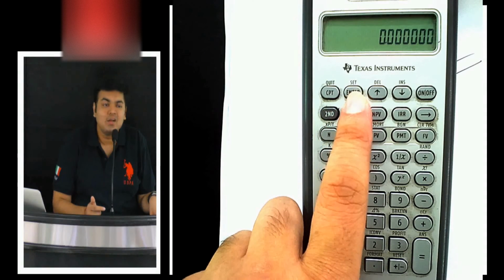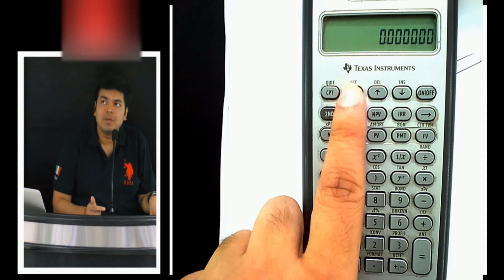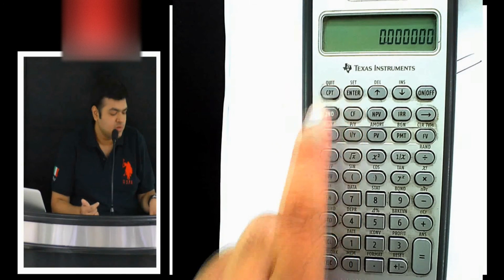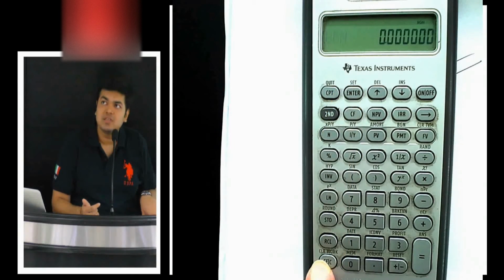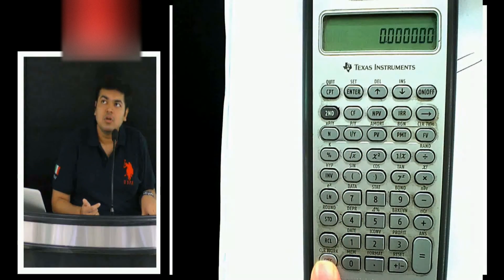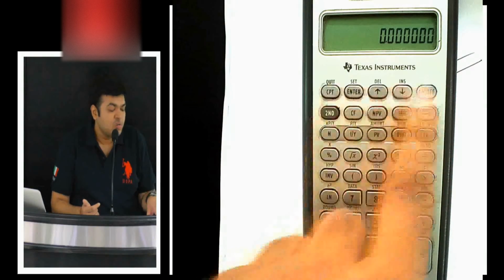The second enter is basically set. So when I'm pressing enter, it is to store values, and above the enter button you see the word SET is written. That SET stands for setting something. So second PMT, second enter is setting the BGN mode, and you see the BGN mode appears, and second PMT, second enter again is going to remove the BGN mode. Switching off and switching on the calculator will not do the trick.